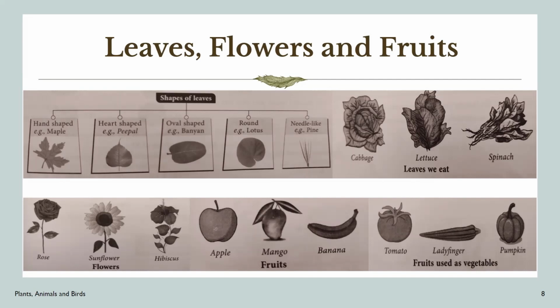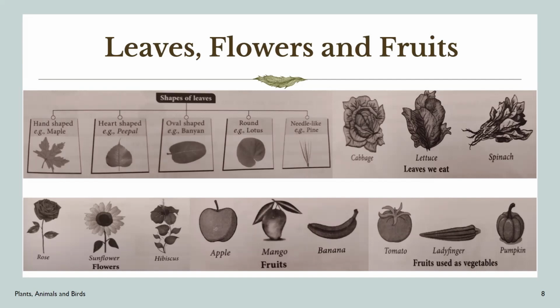An example is the maple leaf. Then you have heart shaped, that is the peepal. Oval shaped, banyan. Or it could even be the banana tree. Yes, of course.